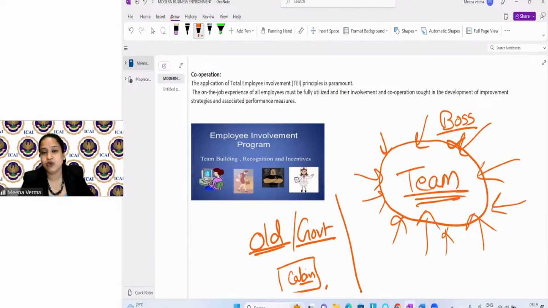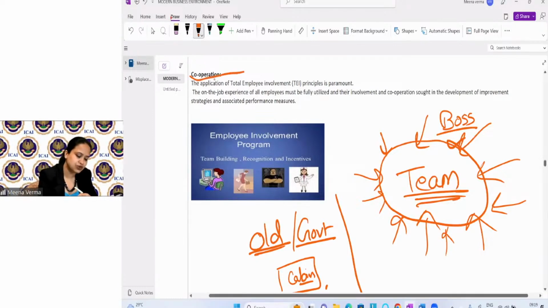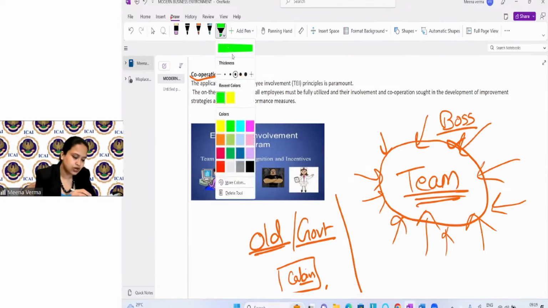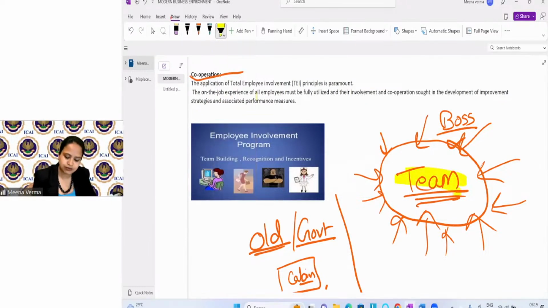If you want to produce a quality product in the company, this also matters a lot. So we need cooperation from everyone in the organization, and you will get the cooperation of everyone only when you have a team. If it is a team, you will get the cooperation. All right.